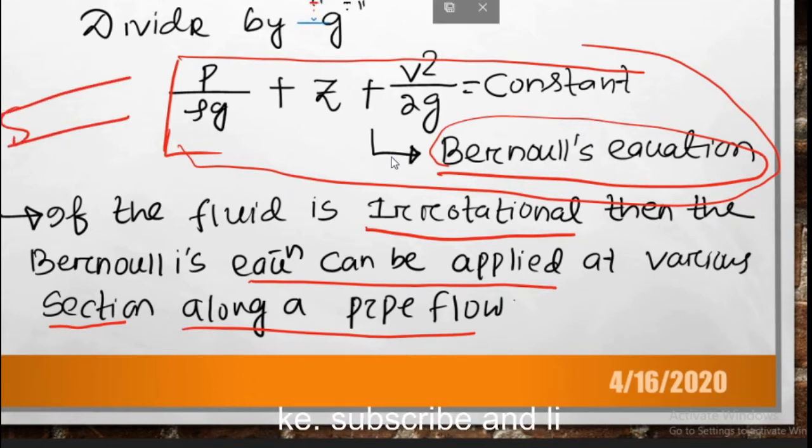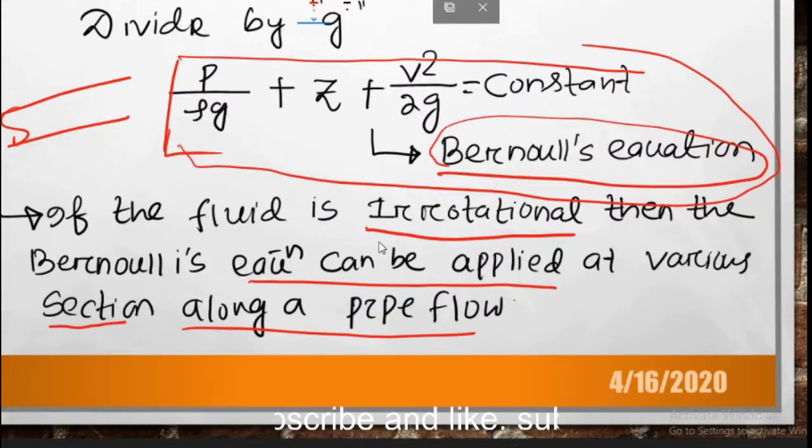Suppose this is my pipe flow. Along this pipe flow, if you want to apply this Bernoulli equation, it can be applied only when the fluid flow is irrotational. Then the Bernoulli equation can be applied at various sections. But if the fluid is rotational flow, then it cannot be applied at a particular section. So if the fluid is rotational, then the Bernoulli equation can be applicable along a particular streamline. Okay, so the pipe flow is a set of streamline flow. So if the fluid is rotational, the Bernoulli equation can be applicable only for a particular streamline flow.